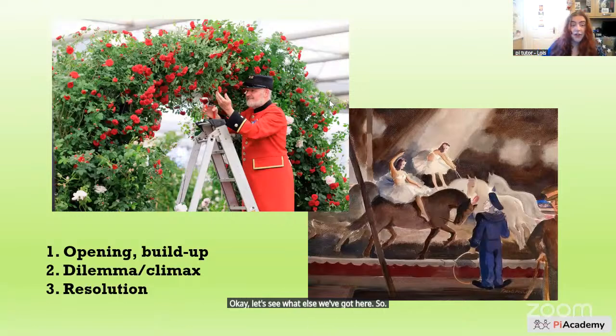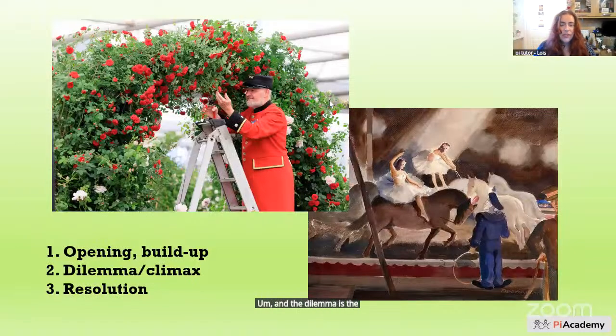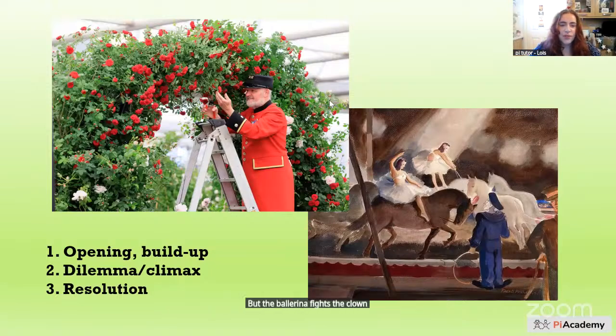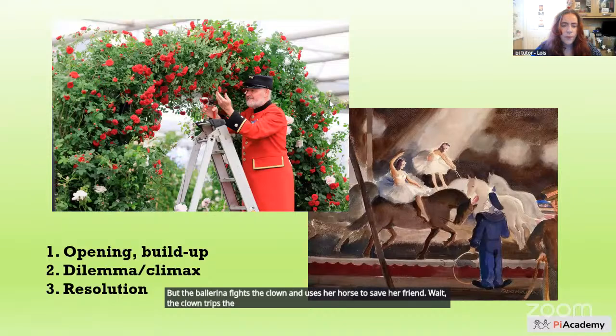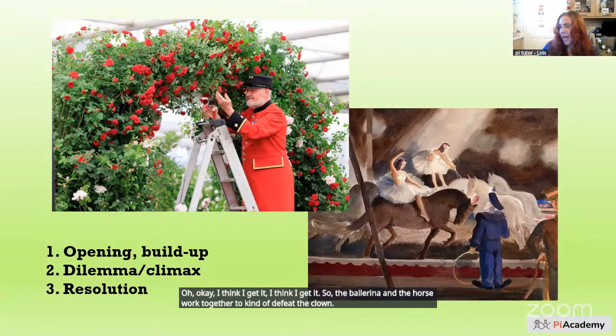So we're having a talent show, a great talent show. And the dilemma is the clown trips the horse and the person falls off. Okay, but the ballerina fights the clown and uses her horse to save her friend. Wait, the clown trips the horse, person falls off. I'm guessing that the person that falls off is the friend that you're talking about. Oh, okay. I think I get it. So the ballerina and the horse work together to kind of defeat the clown. I think I understand what's going on there.